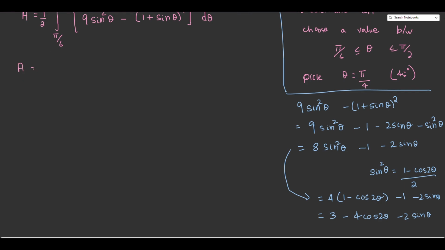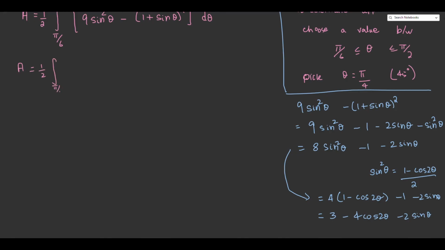So the area becomes 1 by 2 integration from pi by 6 to pi by 2, and here we will write 3 minus 4 cosine of 2 theta minus 2 sine theta. And the next thing is we will integrate this thing.